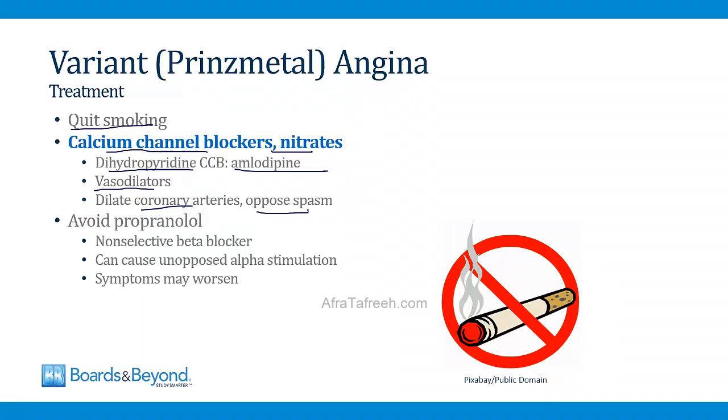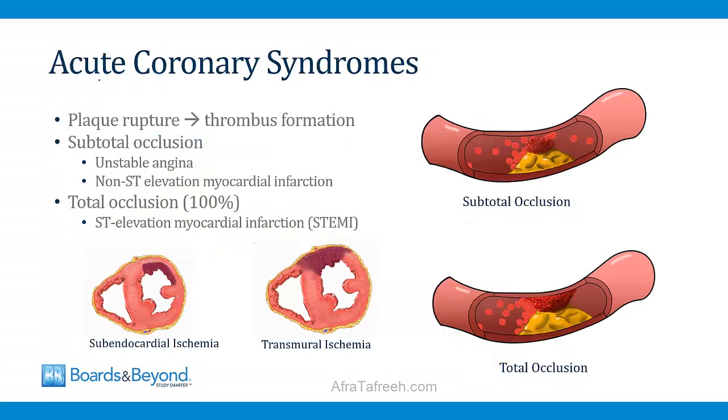In general, we don't use beta blockers for treating variant angina, and in particular, you want to avoid the beta blocker propranolol. This is a non-selective beta blocker, and years ago, when it was the only beta blocker available, if people gave it to patients with variant angina, they would get worse, and that's because it leads to unopposed alpha stimulation, which causes vasoconstriction. Now I'm going to move on from stable angina, which involves a stable atherosclerotic plaque, and talk about the acute coronary syndromes. There are 3 acute coronary syndromes, and all of them share in common the fact that they derive from rupture of an atherosclerotic plaque and thrombus formation on that rupture.